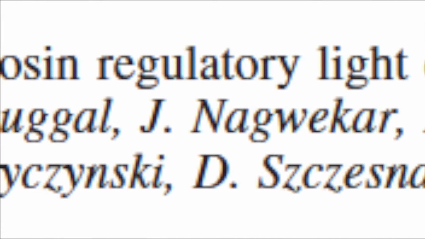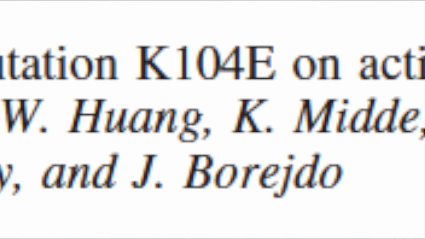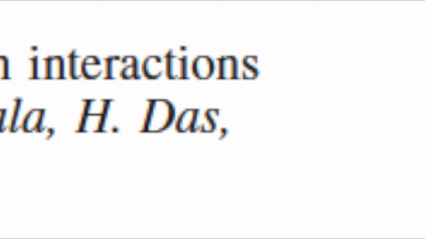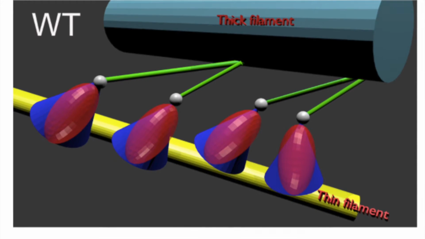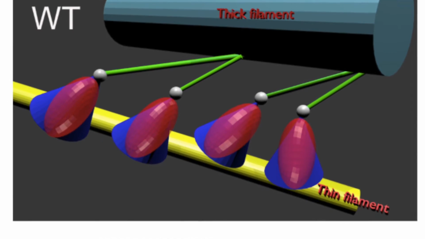Dugal et al. studied mutations in myosin regulatory light chain to gain insight into familial hypertrophic cardiomyopathy. They studied how disruption in actin-myosin interactions plays a role in this disorder.